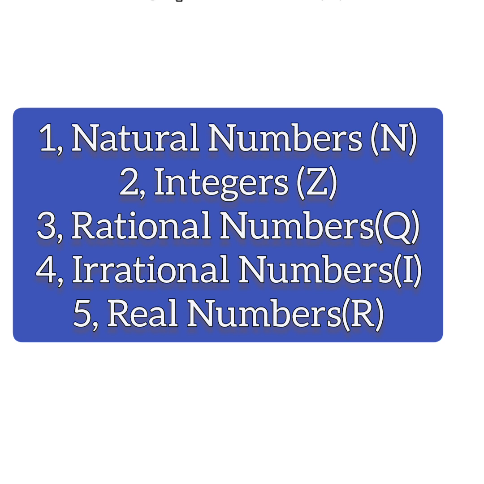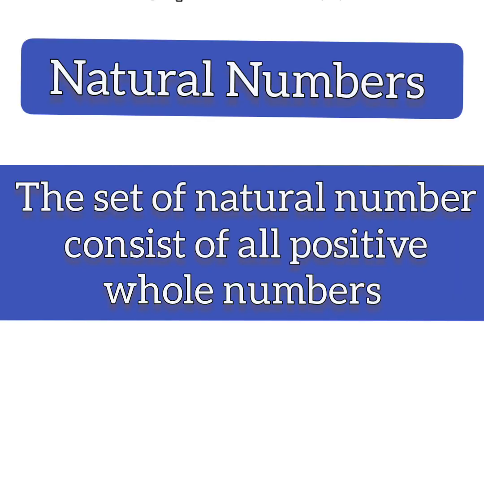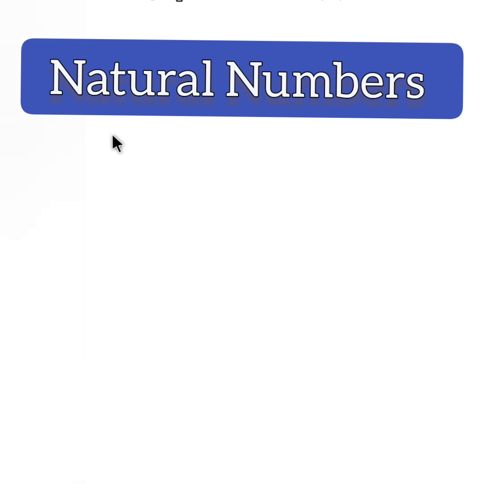So, let's consider the first one, the set of natural numbers. The set of natural numbers consists of all positive whole numbers. It is denoted by N, all positive whole numbers. These numbers are 1, 2, 3, 4, 5, 6 to infinity. So all of the numbers that fall within this set from 1 to infinity are all the natural numbers.